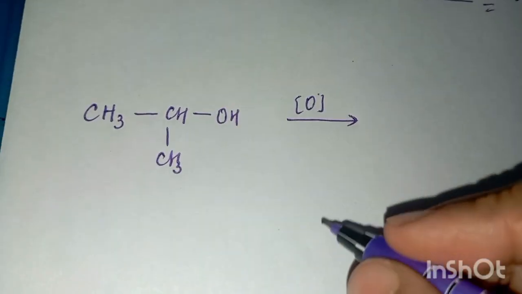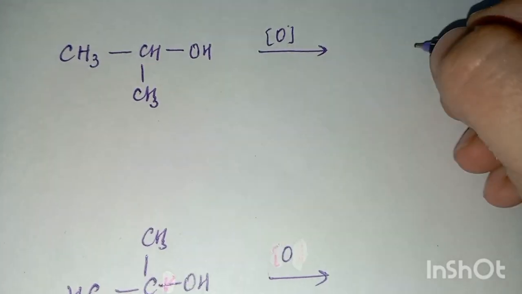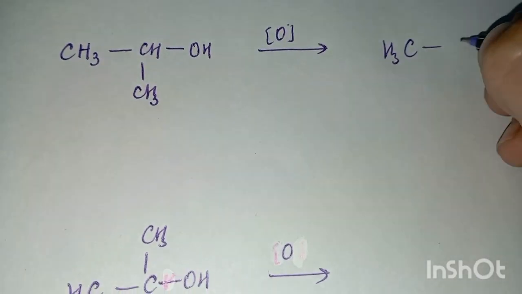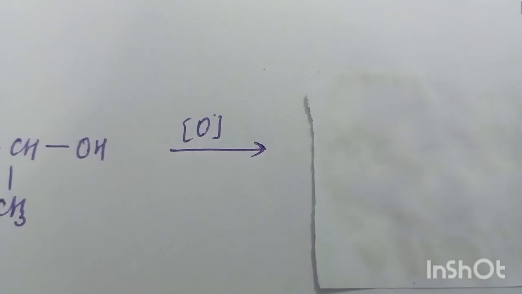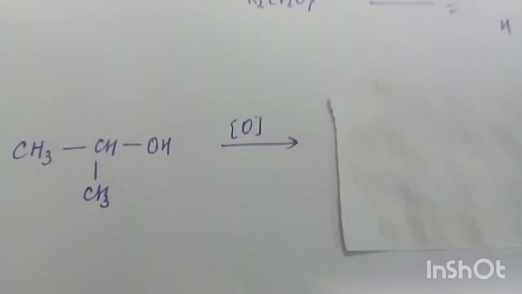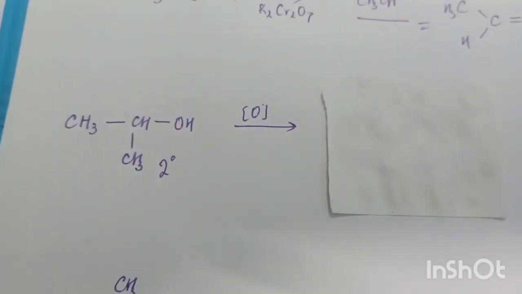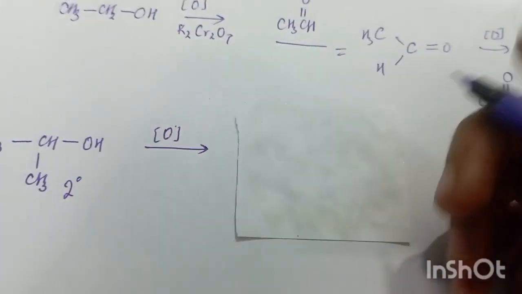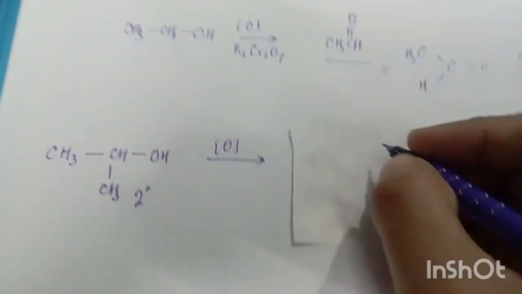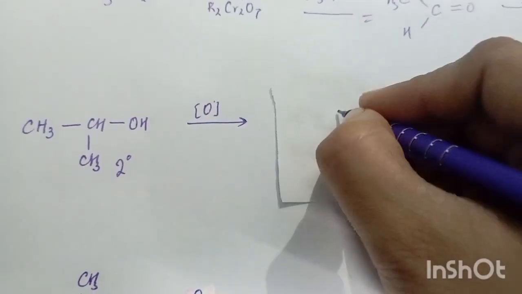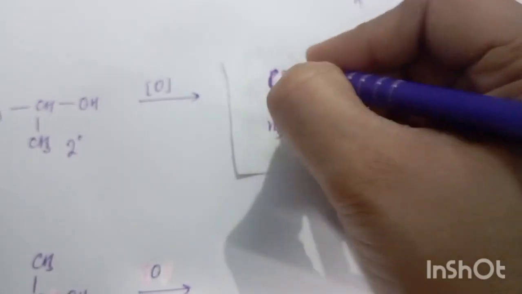Now next is secondary alcohol. Secondary alcohol on oxidation either with potassium dichromate or potassium permanganate will lead to the formation of a ketone, okay. In the case of secondary alcohol, here we have taken isopropyl alcohol. This is secondary alcohol now. The OH group is attached to the secondary carbon, okay. So on oxidation, either in the presence of potassium dichromate or potassium permanganate, we will get a carbonyl compound. Which carbonyl compound? Acetone. We are getting acetone here, okay.